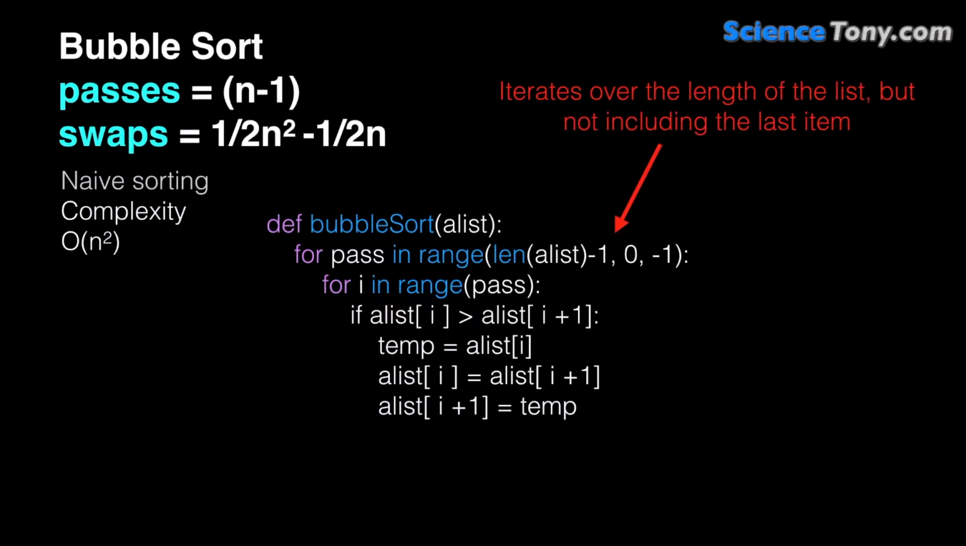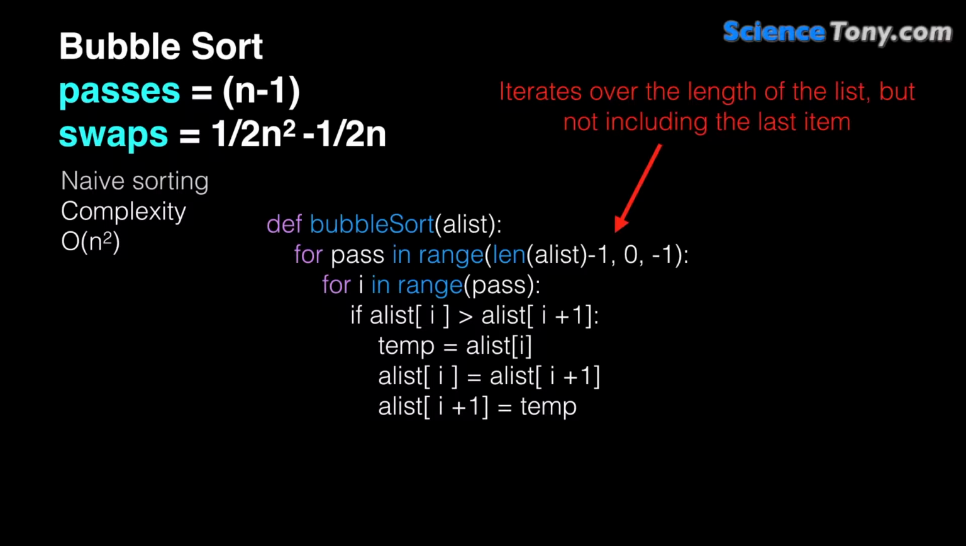So what it's doing is it's saying for pass, make the first one less than the length of the list. So if our list is 8, then pass is going to equal 7. And each time it goes through this loop, it's going to decrement by 1, and it will stop when it gets to 0. So when it goes through the first loop, pass equals 7 if we've got 8 in our list.